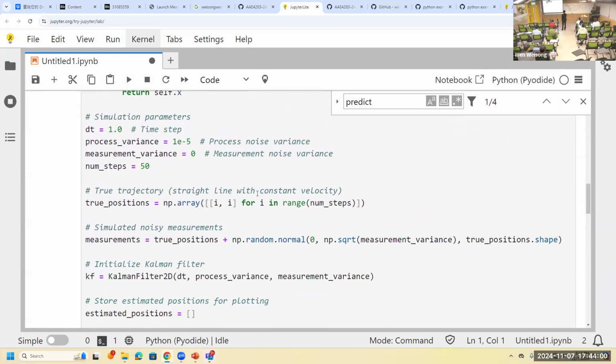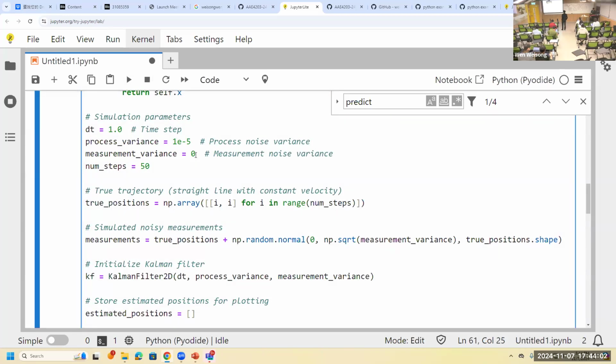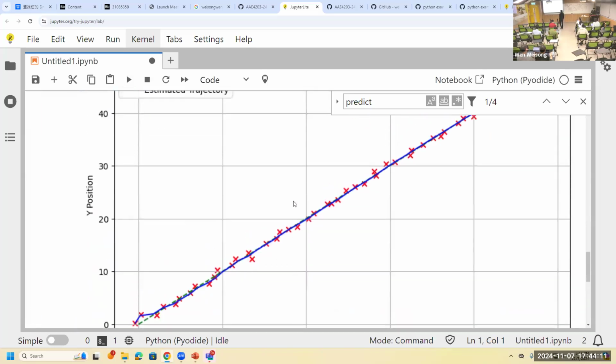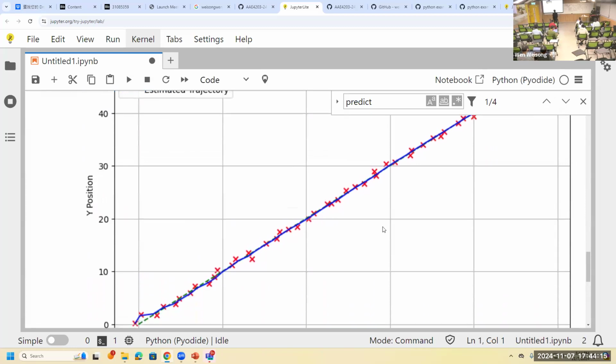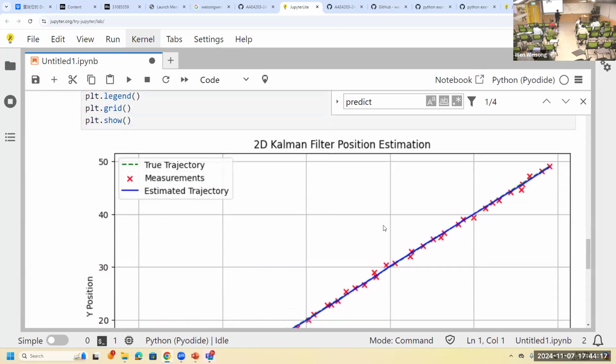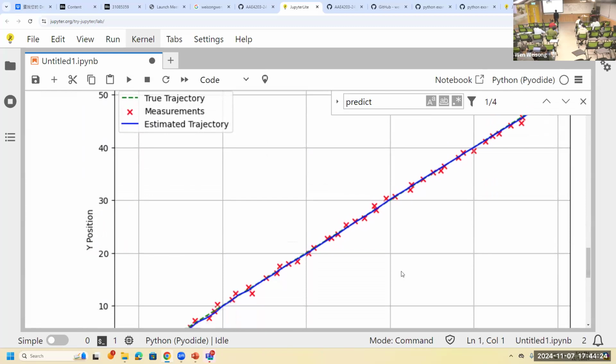Also, if you set the process noise to be 0, take a look, it's all good. Because it means you have very good wheel odometers, there's no noise on your wheel odometers. It means you fully trust the wheel odometers.